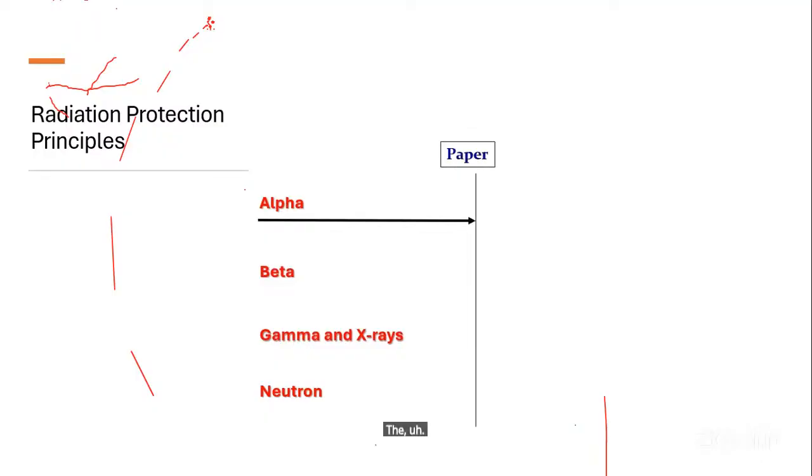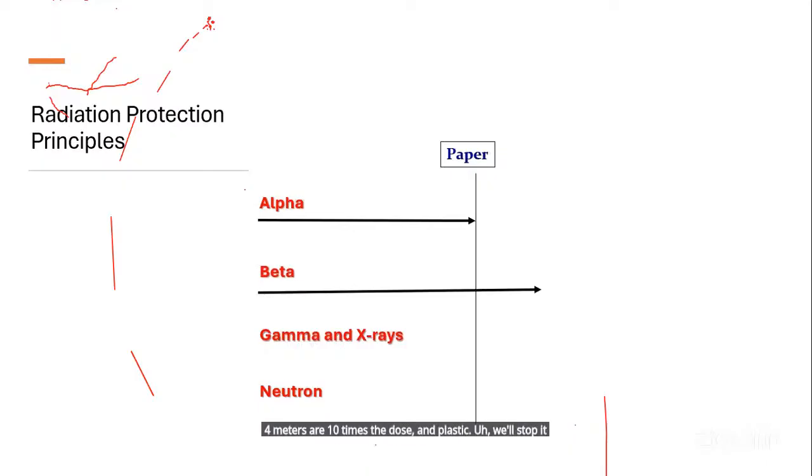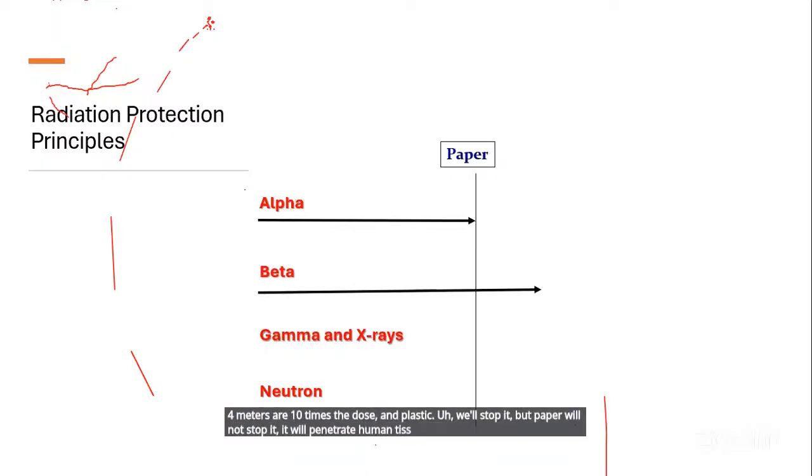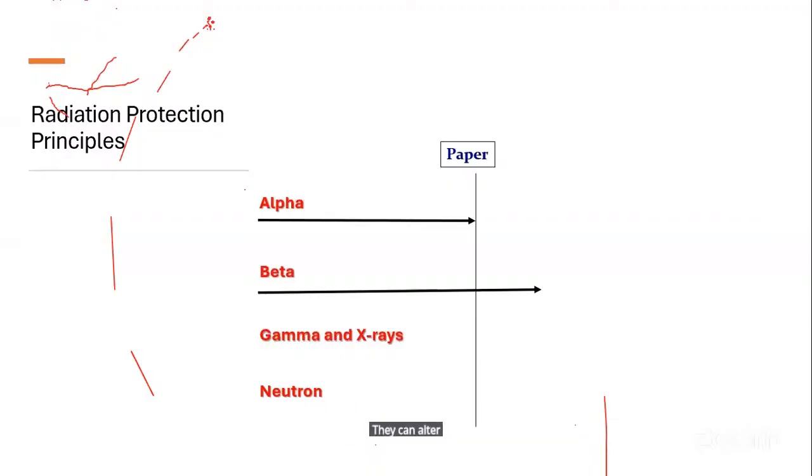The beta is a little bit more. It's smaller and much faster, and it goes up to maybe 4 meters, 10 times the distance. Plastic will stop it, but paper will not stop it. It will penetrate human tissue and can penetrate through a person. It can alter the genes, it can cause cancer and a lot of other illnesses, but you can stop it with plastic.